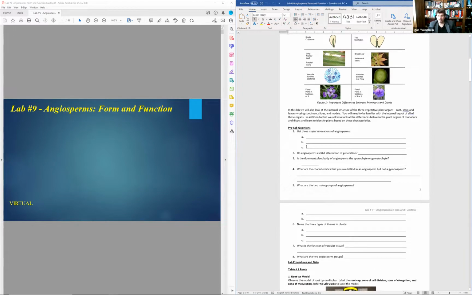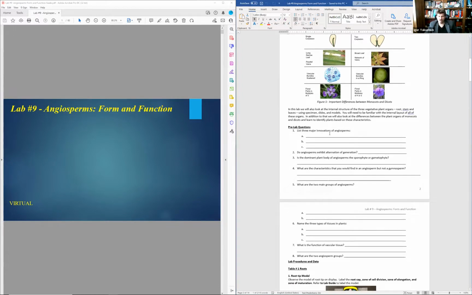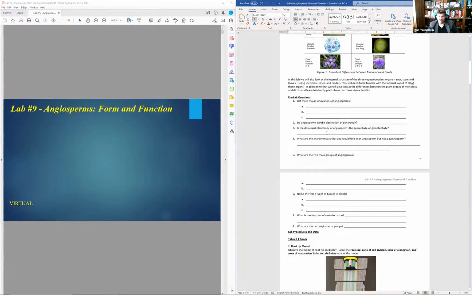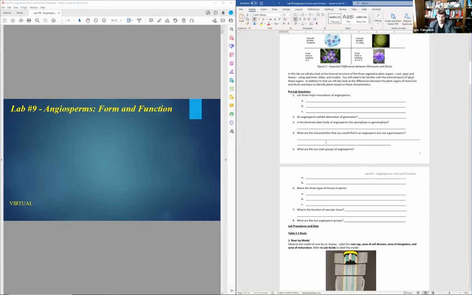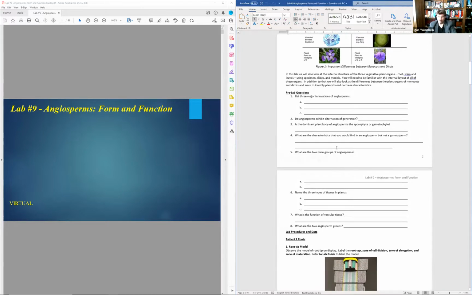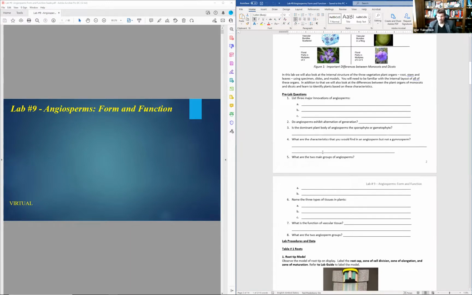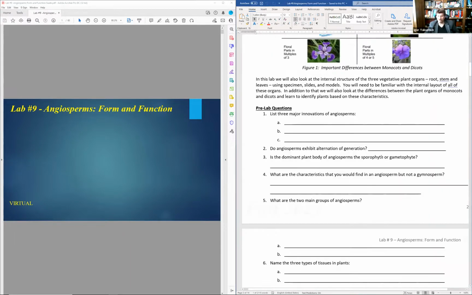Do angiosperms exhibit alternation of generations? All plants do. So yes. Is the dominant plant body, let me increase it a little bit. Yeah, here we go, a little bit better. Is the dominant plant body of angiosperms sporophyte or gametophyte? It's not a moss, it's not a liverwort, so it's a sporophyte. The sporophyte.